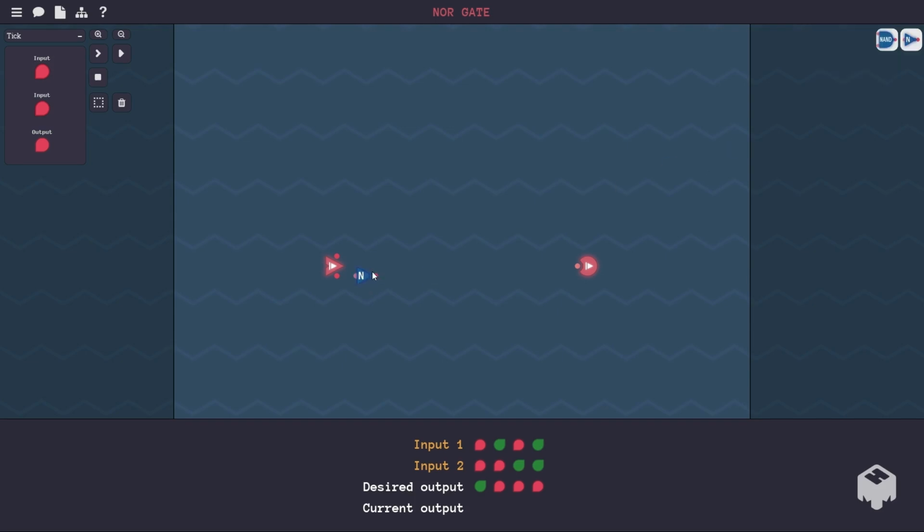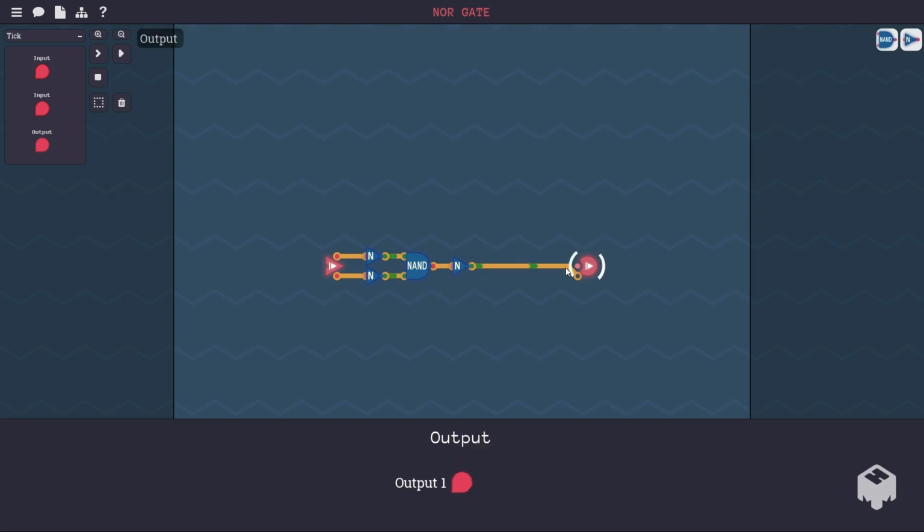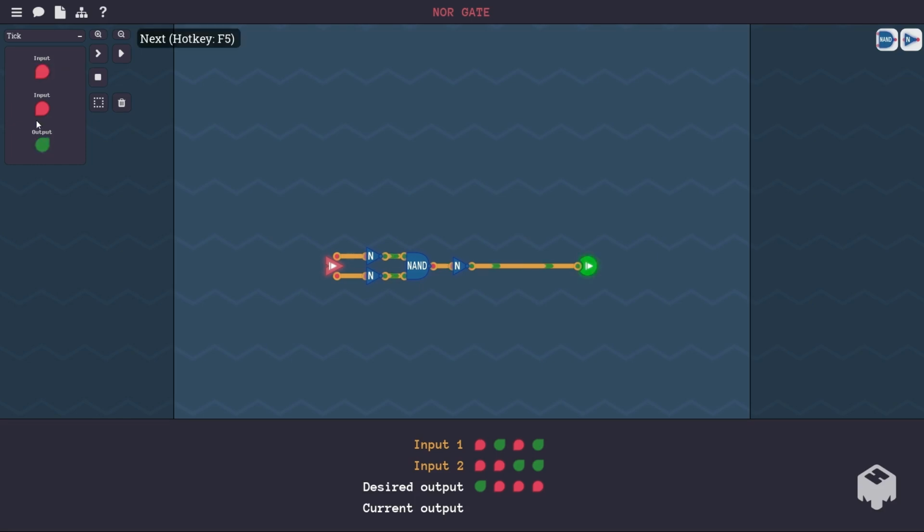So, we'll use a NOT gate to invert the first input and another one to invert the second input, and then we'll use a NAND gate and NOT gate to create an AND gate so we can connect it up. And hopefully only when both inputs are 0, it should equal 1.